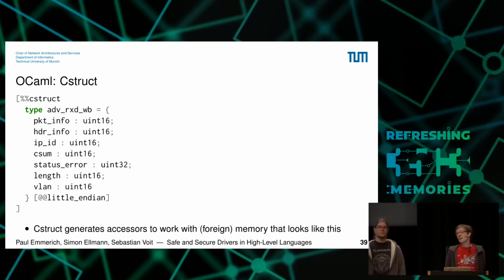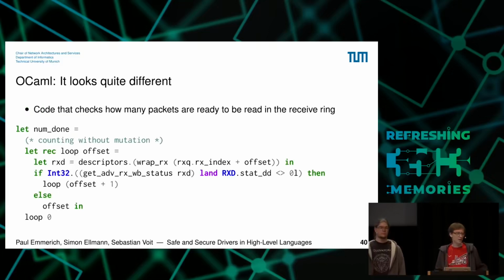And this is really nice compared to the Swift example where you would have to hard code the offset somewhere, and it's much nicer to have this kind of code generator here, which does the right thing for you, and also can do automatic endianness swapping and so on. And then the code in OCaml now looks quite different compared to what you might expect from driver code. This is, for example, just a function that counts how many packets have been received in the receive ring by checking the flags. And we can see here that we are using the get rxwb status, which is the getter function from the previous struct declaration.